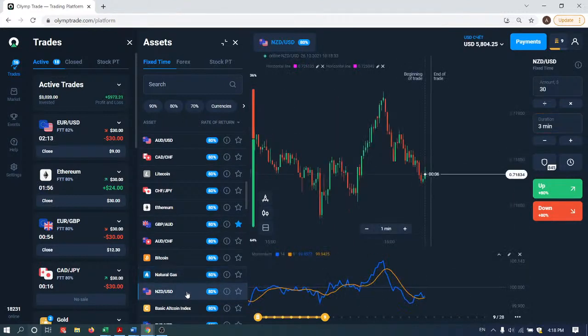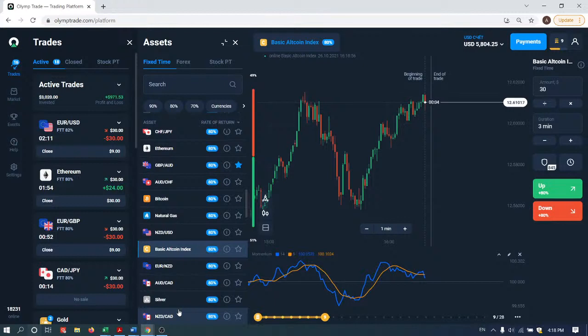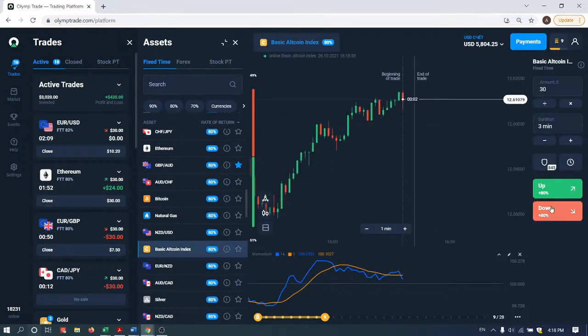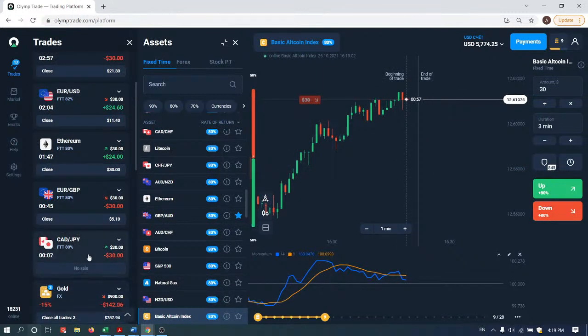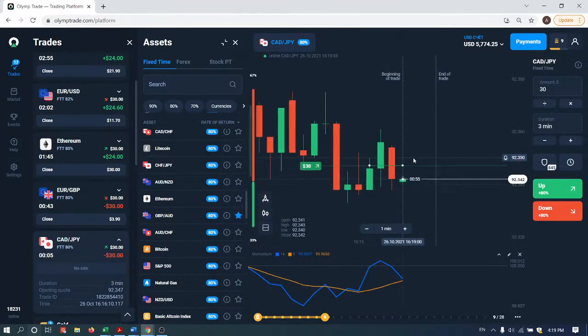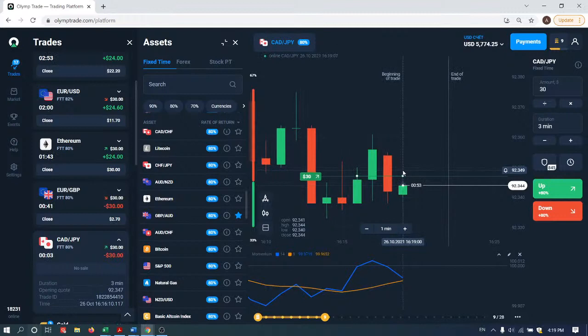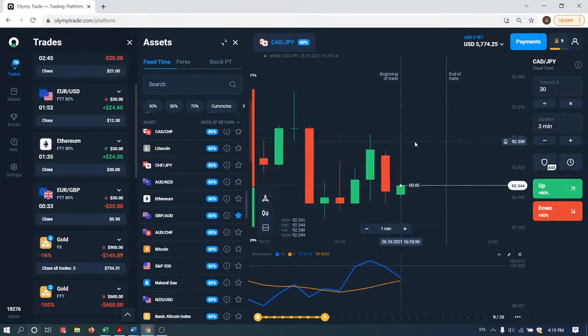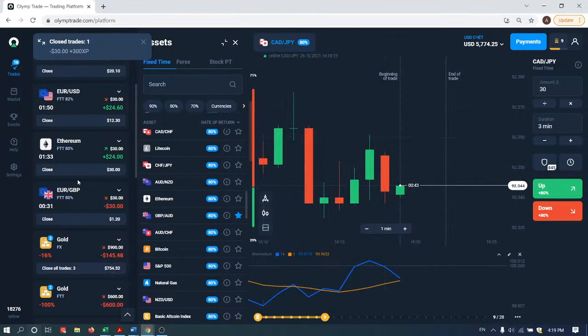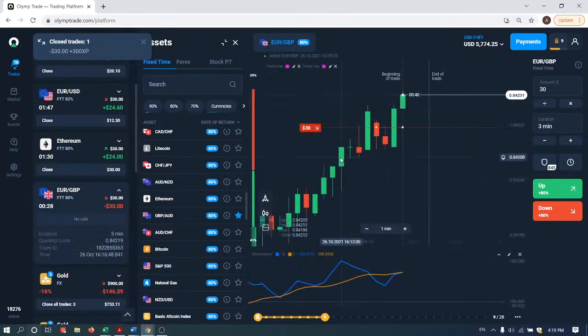NG, natural gas. Basic altcoin index. Yes. What's happening? Come on. No, don't do it. Please go up. Go up. Okay, a little bit of misfortune in the last 20 seconds of this trade, because before that everything was going smooth.